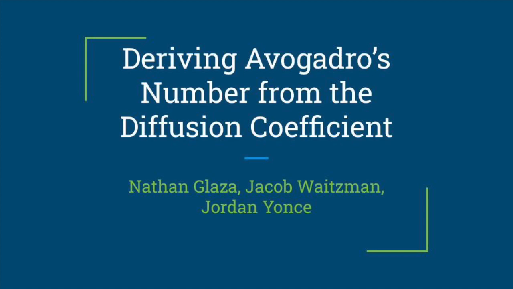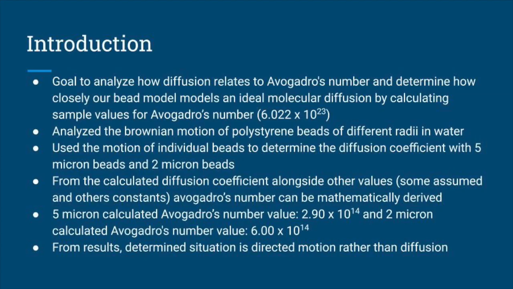Deriving Avogadro's number from the diffusion coefficient. Our goal is to analyze how diffusion relates to Avogadro's number and determine how closely it models an ideal molecular diffusion by calculating sample values of Avogadro's number for polystyrene beads of 5 and 2 microns. Our calculated values were 2.9 times 10 to the 14th for 5 microns and 6 times 10 to the 14th for 2 micron beads. This means our situation is probably directed motion rather than diffusion.